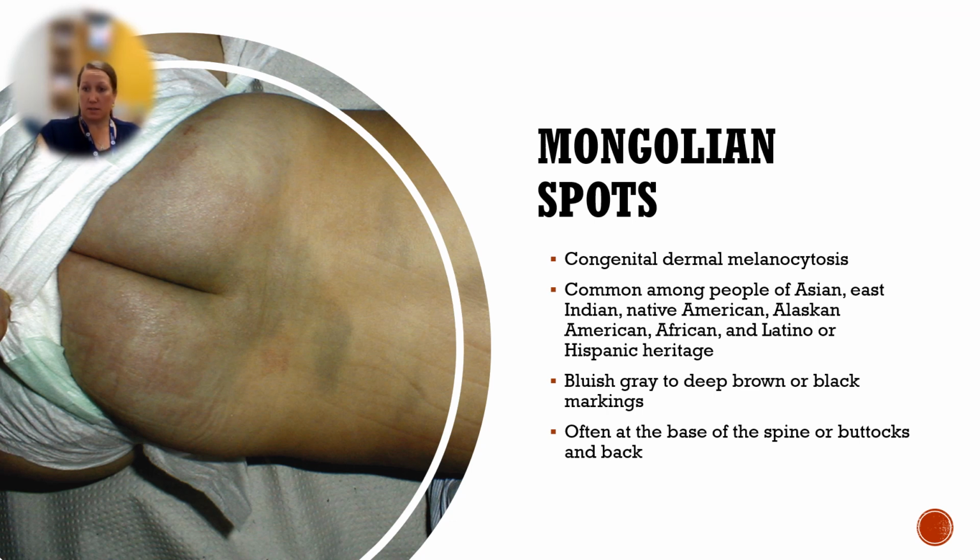Mongolian spots may cover a large area of the back. When the melanocytes are close to the surface, they look deep brown. The deeper they are in the skin, the more bluish they look, often mistaken for signs of child abuse. These spots generally fade with age as the child grows and usually disappear by the age of 5.